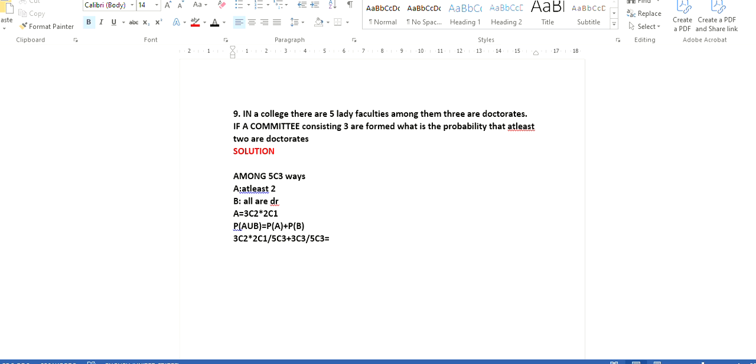So just simplify this. 3 into 2 divided by 10, plus 1 divided by 10, that is equal to 7 by 10. So 7 by 10 means the probability that at least 2 are doctorates is 0.7. That is 7 by 10, which is 0.7. So this is the final answer, 0.7.